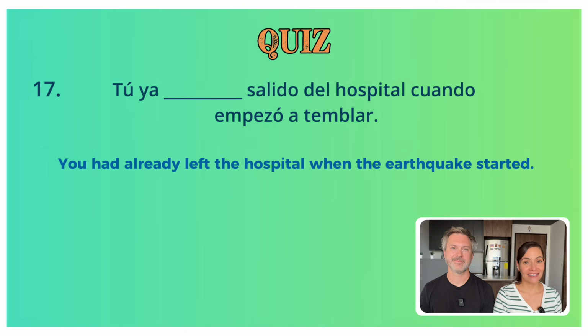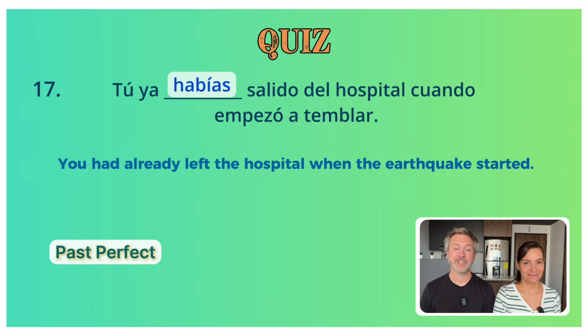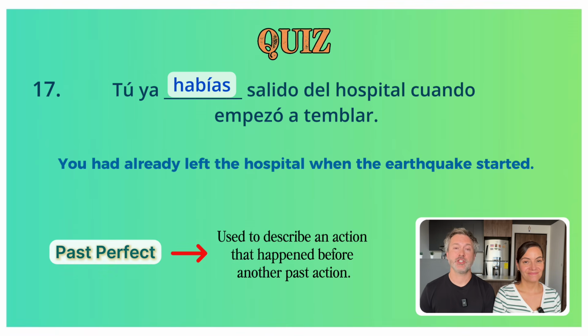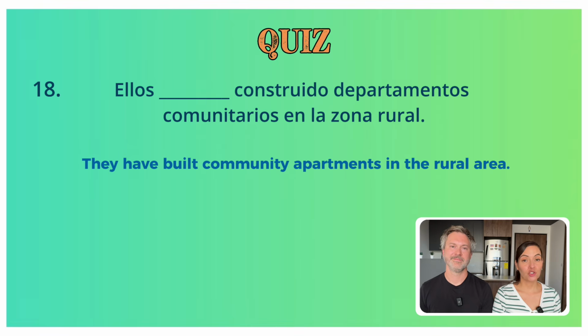Tú ya habías salido del hospital cuando empezó a temblar. So here we're using the past perfect tense used to show that an action had already been completed before another past action.